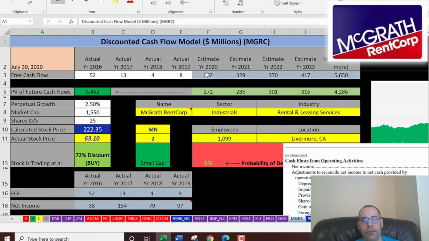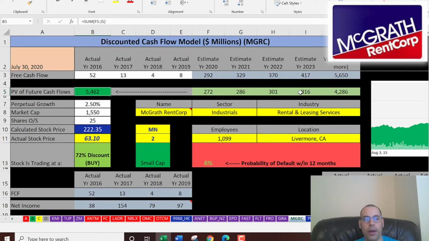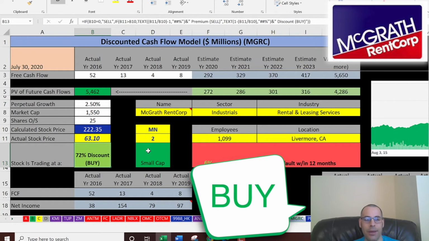So we estimated 4 years of future free cash flows. We also did a terminal value, which is all years past year 4. We discounted those numbers back to today using the weighted average cost of capital. That's in green here. We get a value of the company of $5.5 billion. We divide that by 25 million shares, and we get an intrinsic stock price of $222. It's trading at $63, so it's trading at a 72% discount. So it's a strong buy according to the model.